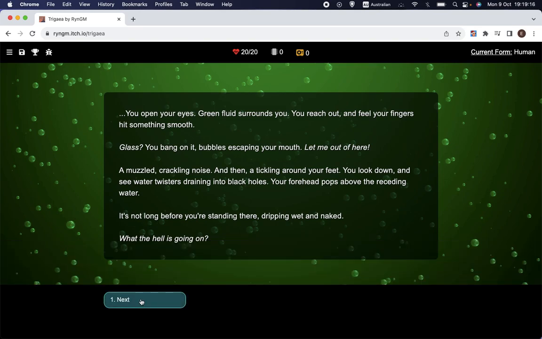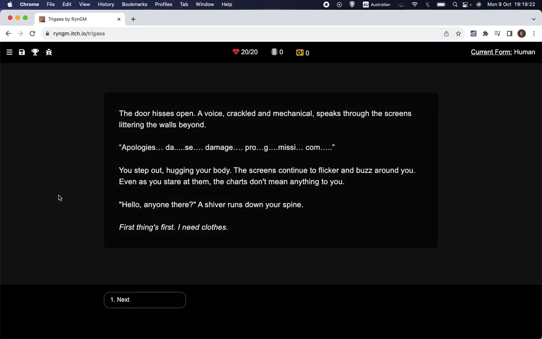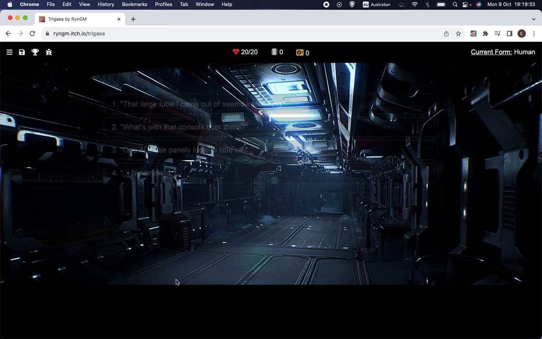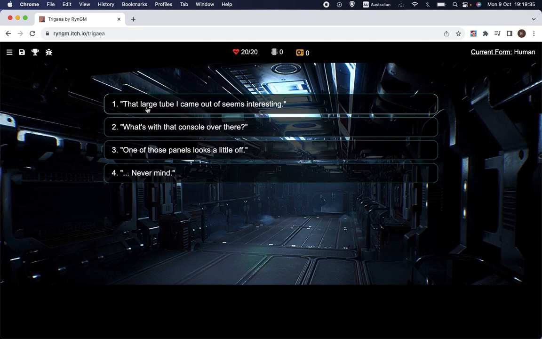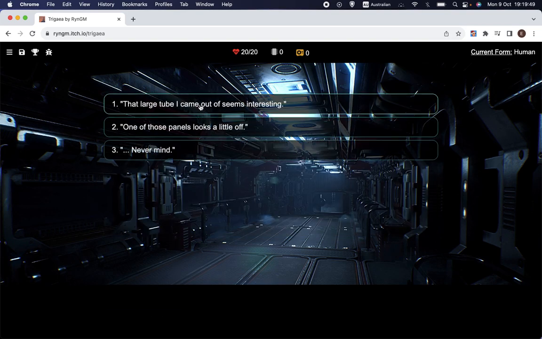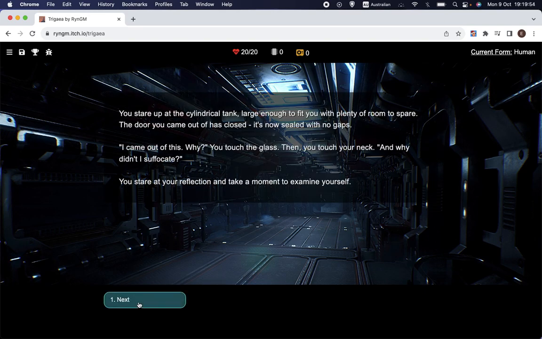Okay, so we open our eyes and we don't know where we are. And we have these choices: examine, search, or leave. If we examine, we get a choice of the tube we came out of, that console over there, one of those panels. All right, let's look at the console. And we get a little bit of text. And then we have the choice of the tube and the panels. Okay, we'll look at the tube. We get a bit of text.